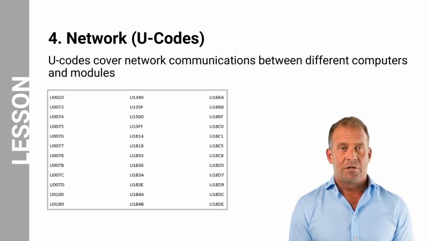Network codes refer to issues within the vehicle's communication network. These codes identify problems with the communication protocols, data systems, or modules that are responsible for exchanging information between various components in the vehicle's electronic system. On your screen is a list of network codes you may notice on the diagnostic scan tool.